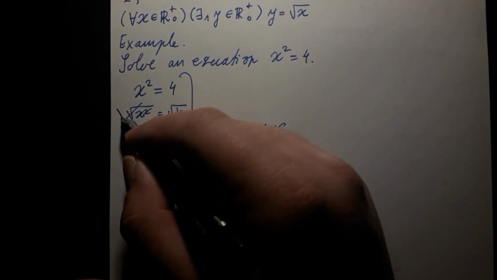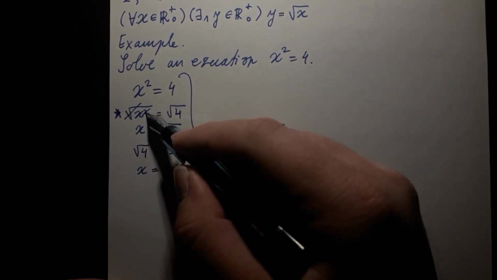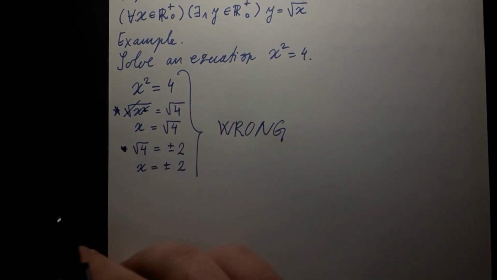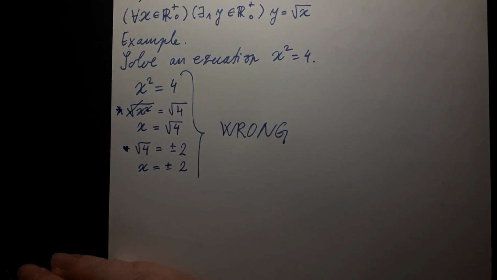In this step right here, a square root and a square cannot be cancelled out. And in this step right here, the square root of 4 is not equal to plus or minus 2.